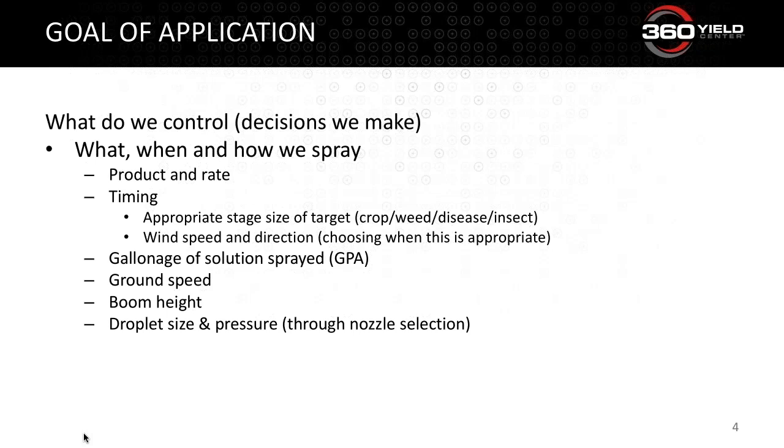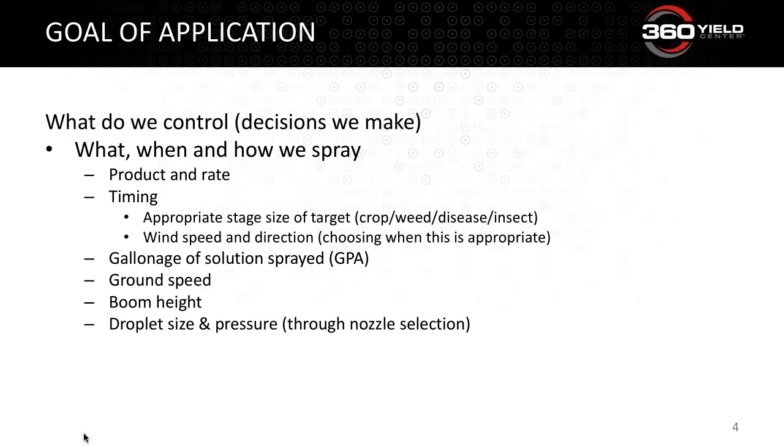The first one is the product and rate. After you identify the challenge or the opportunity out in your field, you're going to pick a product, whether it's a weed that you want to control, and you're going to consult with your retail salesman that you trust or your agronomist or consultant. You're going to pick that product and the rate. We're going to come back to that, but that's really key, and that's the first thing that we're going to do. Then we're going to talk about timing, like I just talked about in the previous slide. What's the appropriate stage or size of the target? Whether it's a weed, the crop, a disease, or an insect, we need to get out there at the appropriate timing.